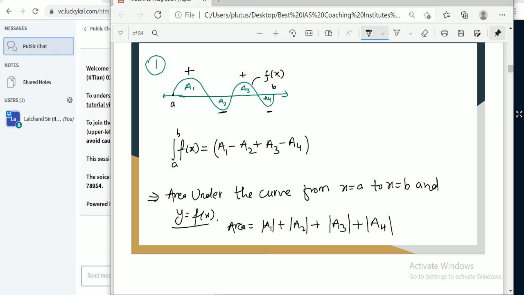So now tell me, is there any problem? This is the first property, the difference between area and definite integral. If someone asks, find out the area, then we need to add each area. Otherwise, we need to take positive above the x-axis, negative below the x-axis. Is there any problem?